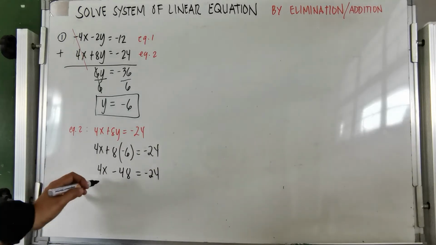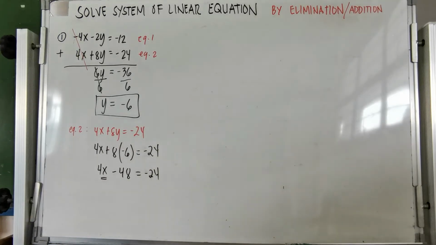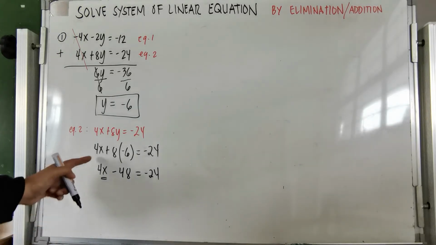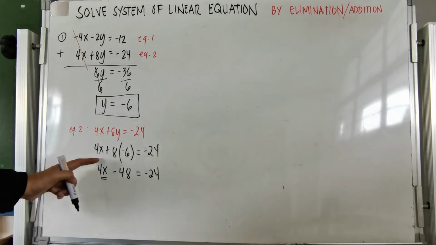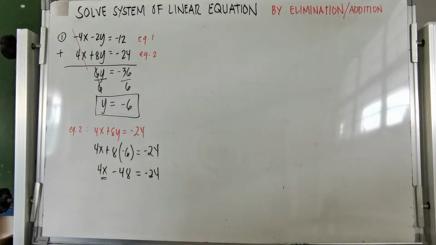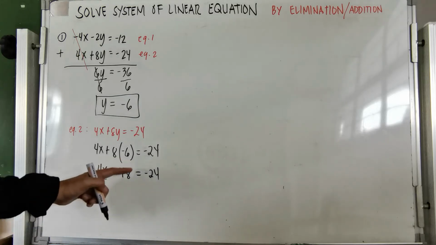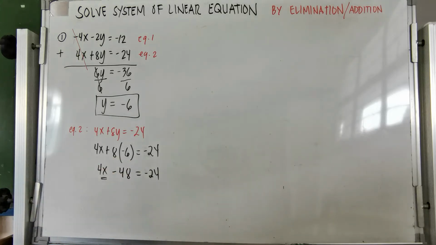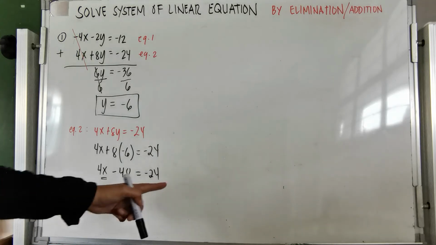Now, our goal is to get the value of x. Ibig sabihin, kailangan siya lang yung term na nandito sa left side. So, gamit tayo ng addition property of equality or APE para maalis natin yung negative 48. So, ang kanyang additive inverse is positive 48. So, i-add natin siya both sides by positive 48.